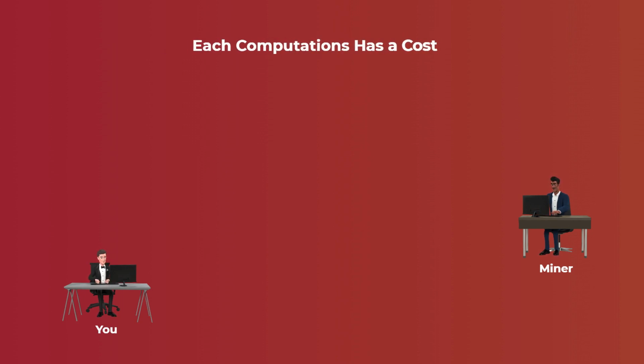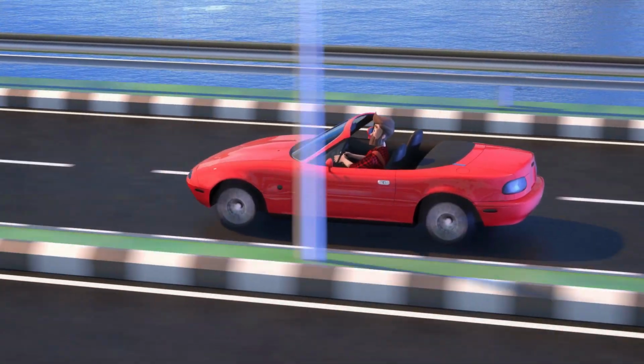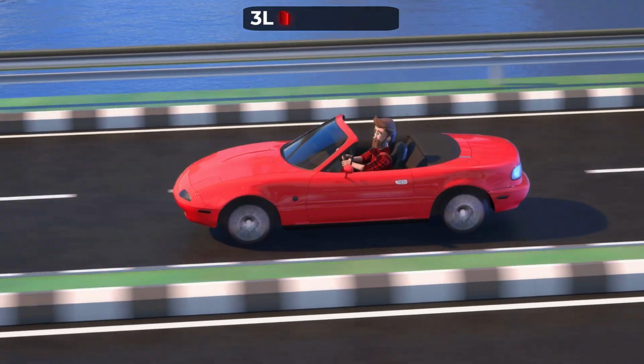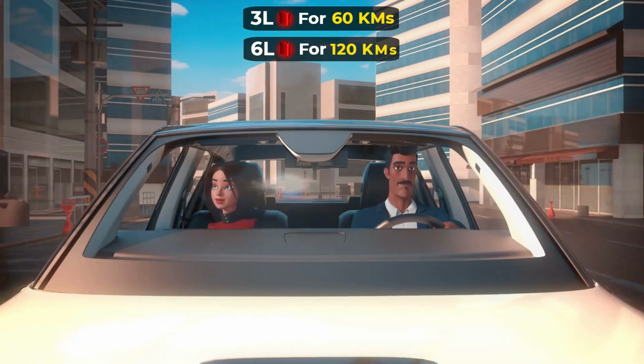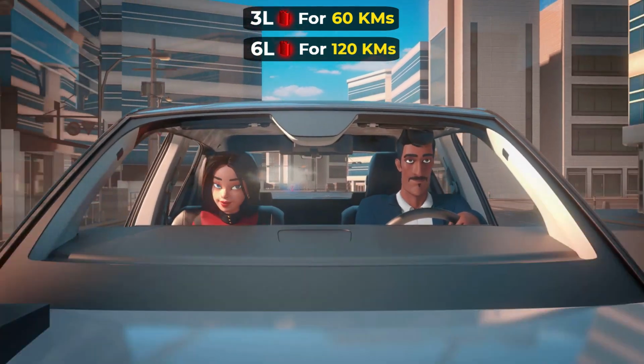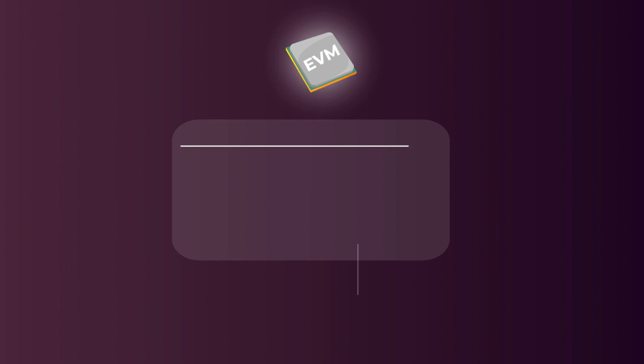Well, each computation on this EVM has its cost. This cost is measured in a unit called gas. It is kind of like how it works with car gas. For example, your car may consume 3 liters of gasoline per 60 kilometers and 6 liters per 120 kilometers. The further you go, the more gas the car will consume. The EVM works the same way.